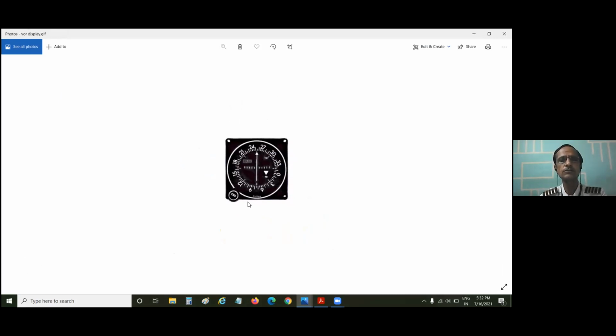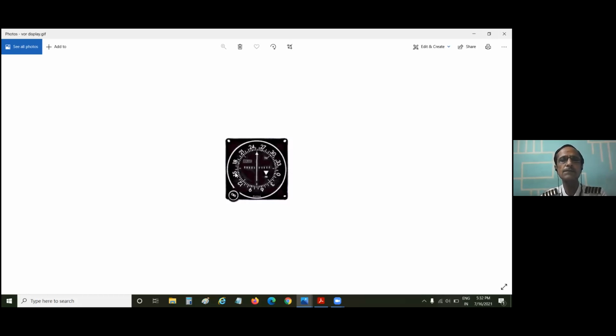In the cockpit, the VOR receiver is attached to one of these dials. You can see it is written here, OBS, Omni Bearing Selector. O for Omni, B for Bearing, S for Selector. When you look at this Omni Bearing Selector, one thing is very peculiar. Actually, this is the compass card.